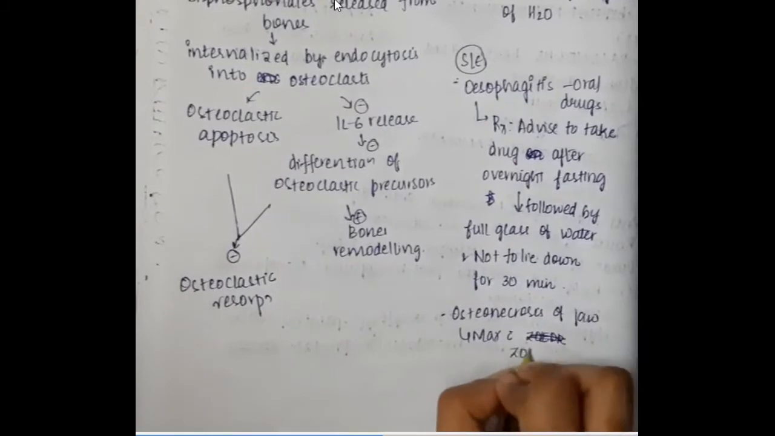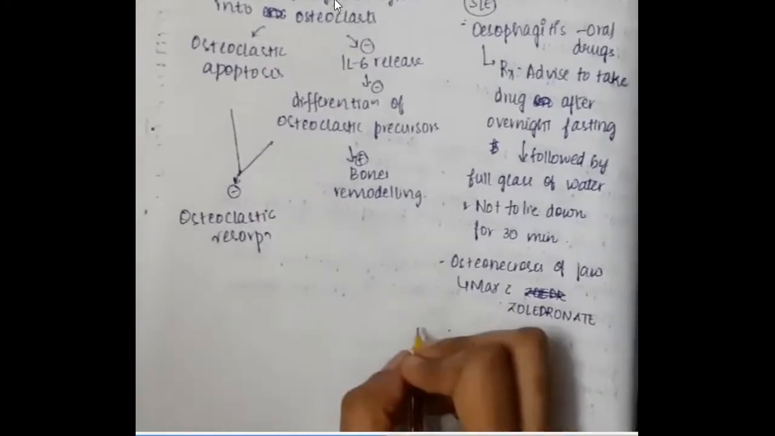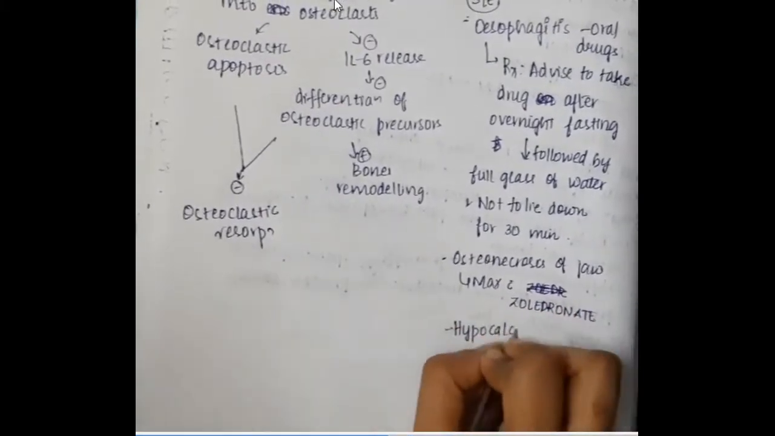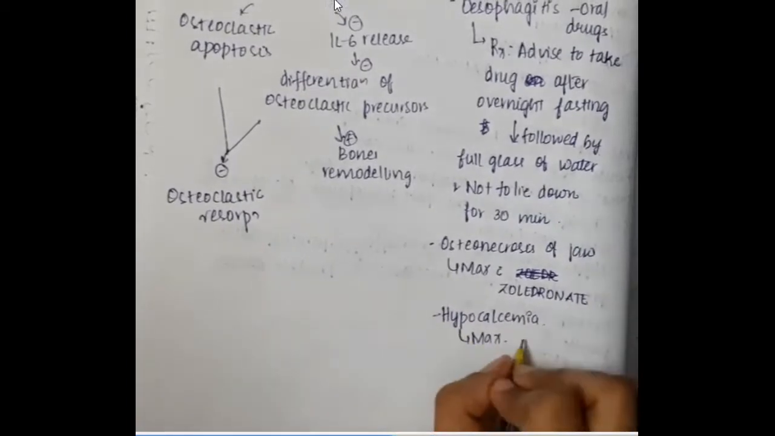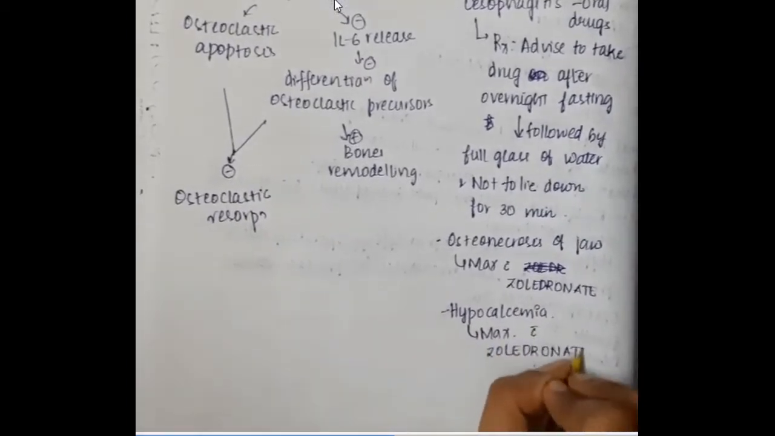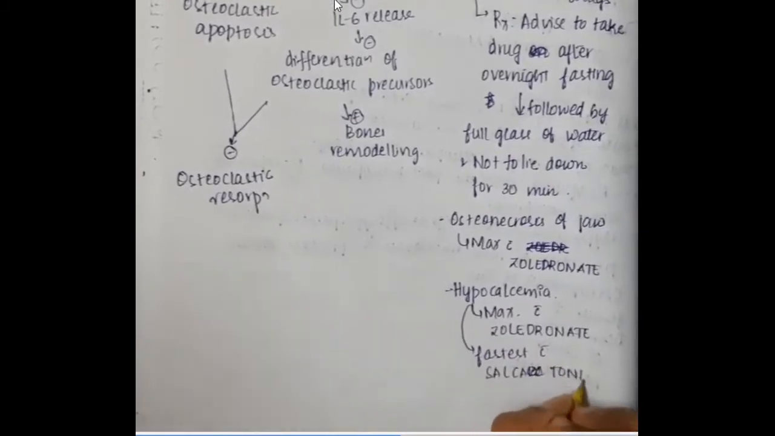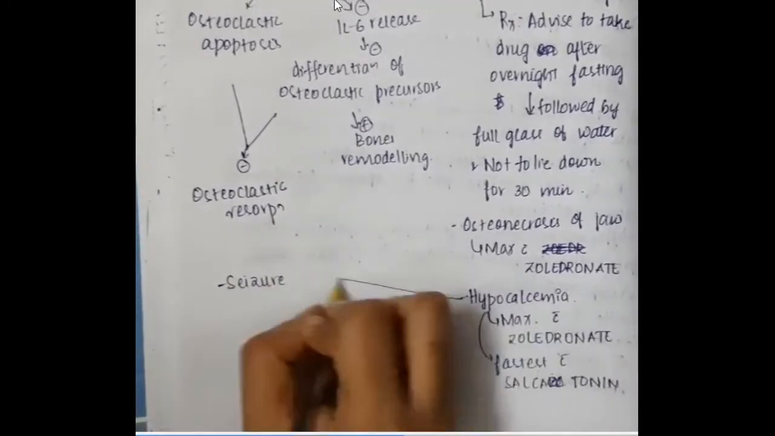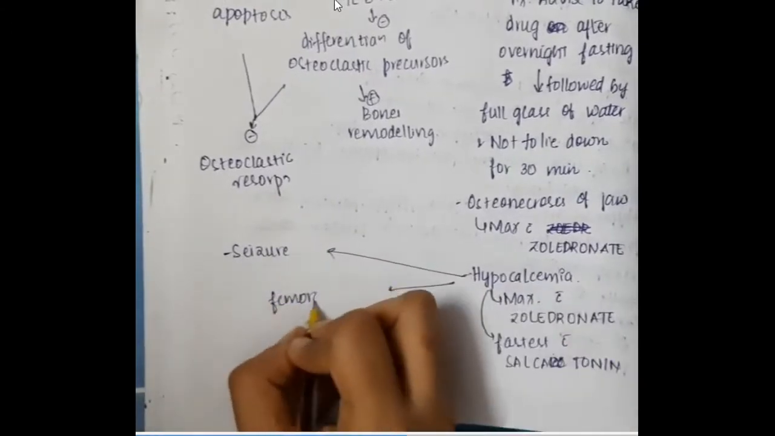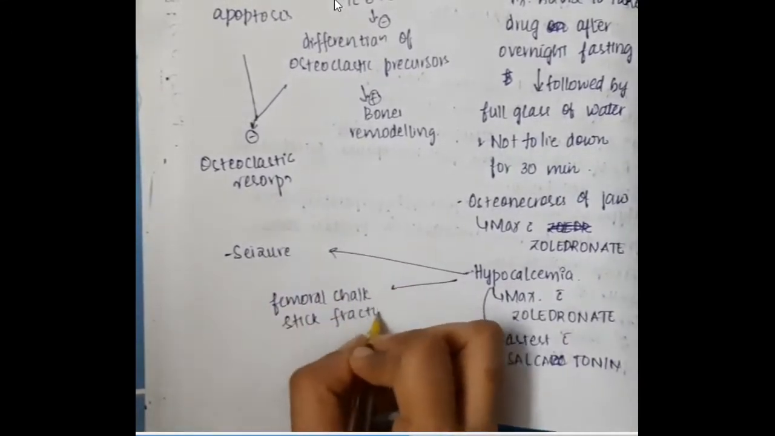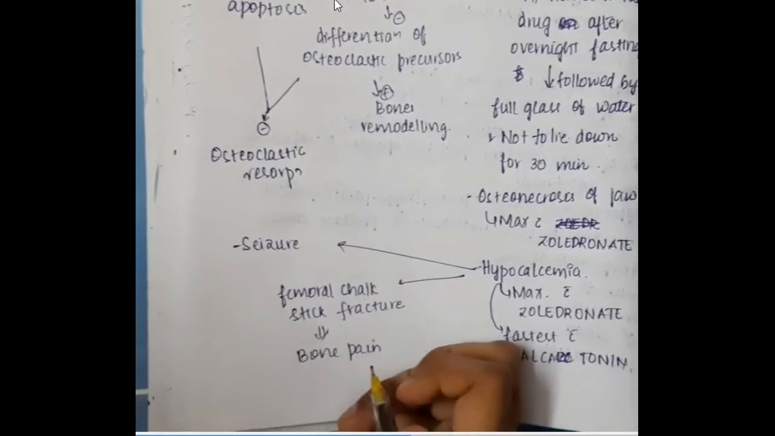Then we have osteonecrosis of the jaw as a side effect, which is seen maximum with zoledronate. Then another side effect is hypocalcemia, which is maximum with zoledronate, and it has the fastest action with salcatonin. Then this hypocalcemia can also cause seizures, or it can also cause femoral chalk stick fracture leading to bone pain.